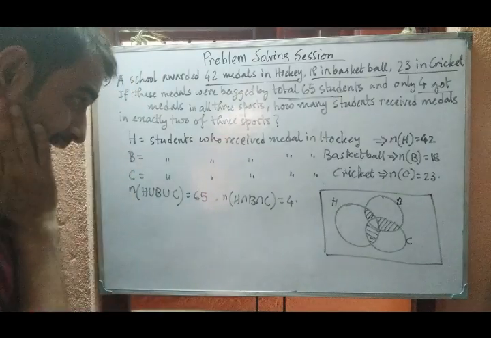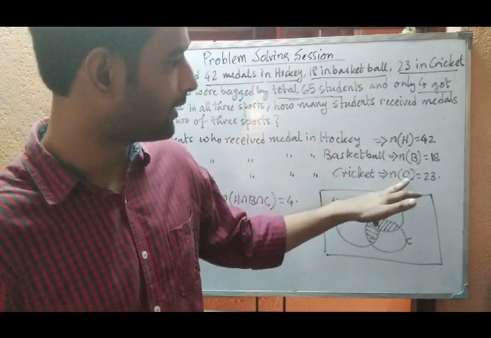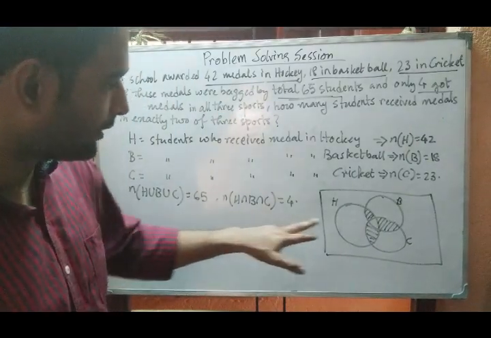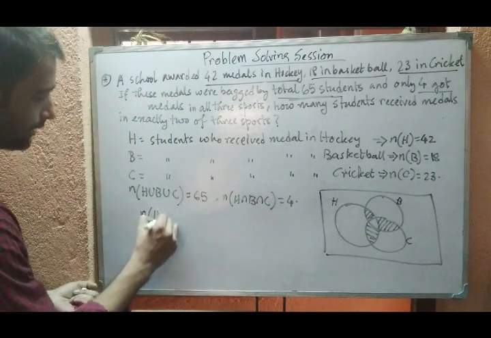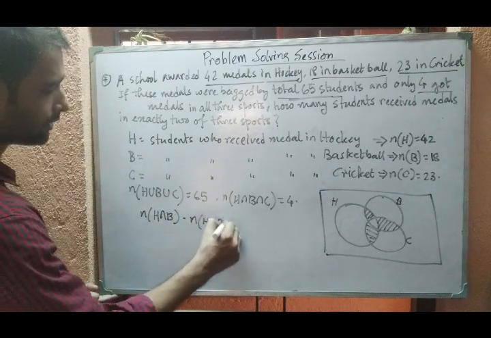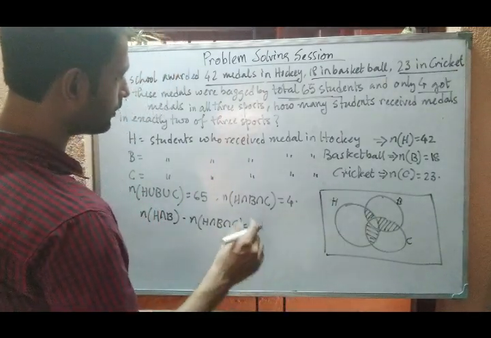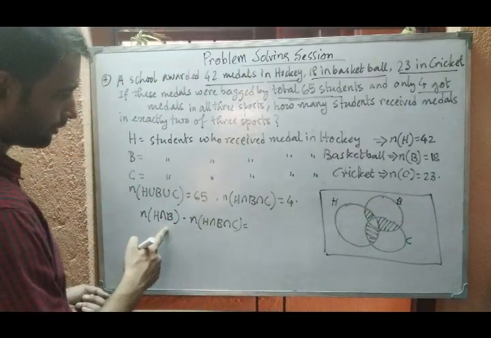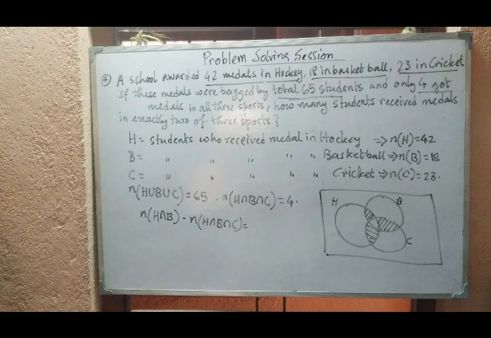So if we can find the intersection of any 2 sets, that means H intersection B, B intersection C, and H intersection C, then since it is given, we can find the regions this and this. Because if you take H intersection B and subtract H intersection B intersection C, that will give us only the number of players who got medals in hockey and baseball. Okay, and similarly the other cases. So let us see how we can do it.